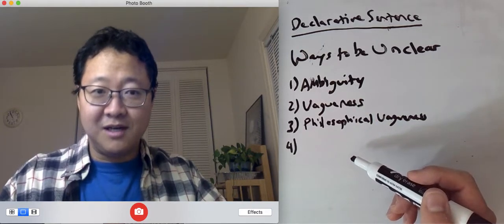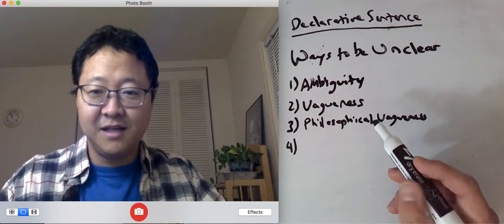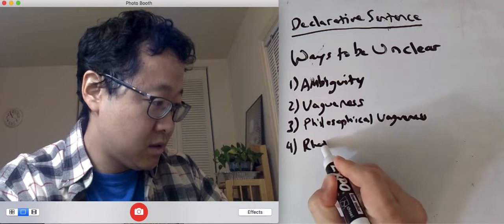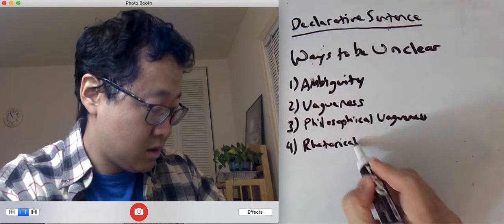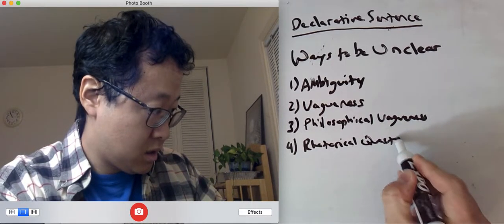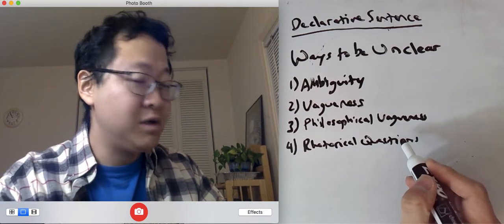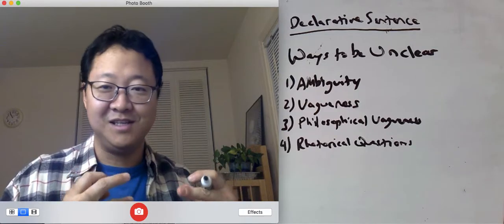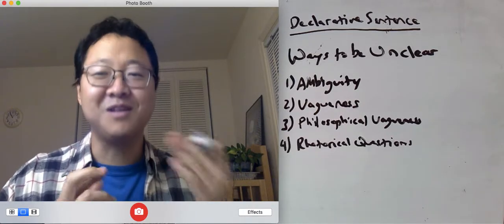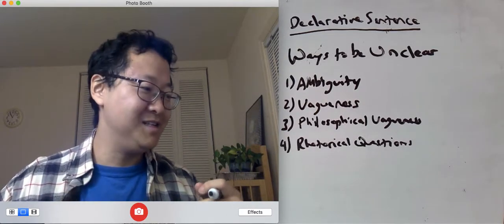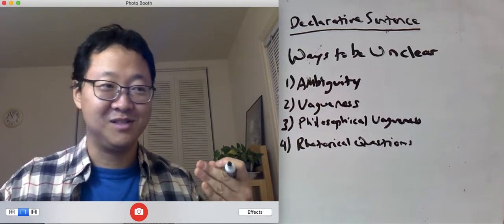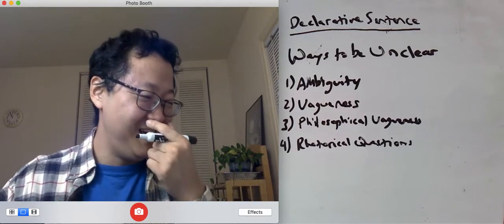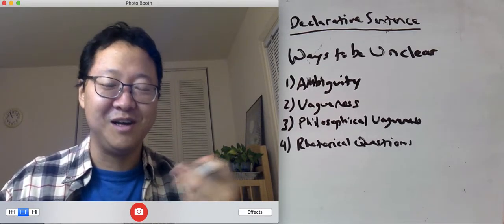Okay, so there's philosophical vagueness, and then there's rhetorical questions. Rhetorical questions are questions that indirectly assert a proposition. The example I used was, "Isn't she brilliant?" Or "Aren't you brilliant?" And of course, rhetorical questions are everywhere.